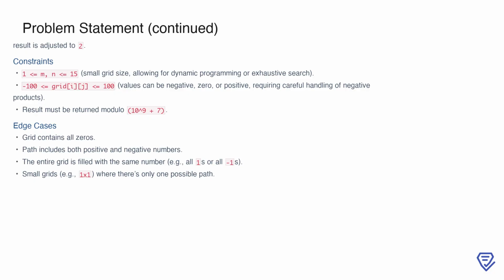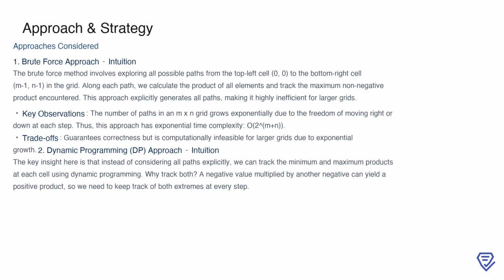Speaking of constraints, remember that the grid size is limited to 15 by 15, and the values range from -100 to 100. This allows us to use techniques like dynamic programming or even exhaustive search due to the small size. However, we need to carefully handle edge cases, such as grids filled entirely with zeros, paths that include both positive and negative numbers, or grids where all values are the same. Even in a simple 1-by-1 grid, where there's only one possible path, the rules for returning the modulo result or -1 still apply.